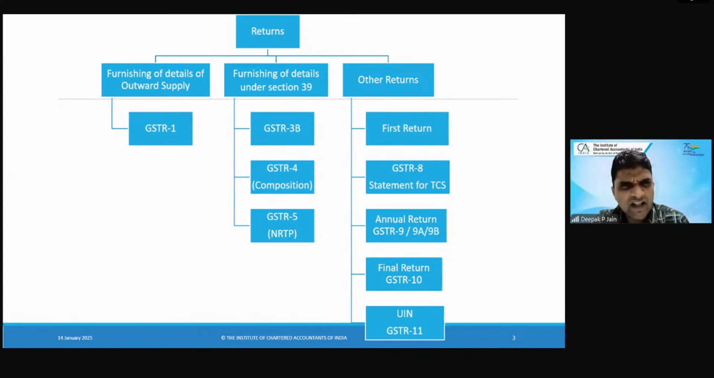Somebody was asking about GSTR 8. Yes, for those who deduct TCS, there is GSTR 8. Then annual returns in 9, 9A, 9B. So for a regular taxpayer it is 9, 9A will be for a composition taxpayer, and 9B will be for NRTPs.